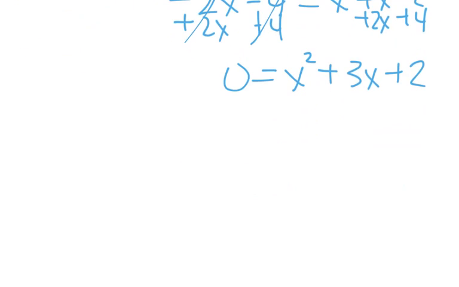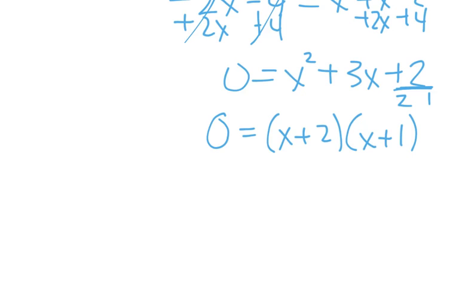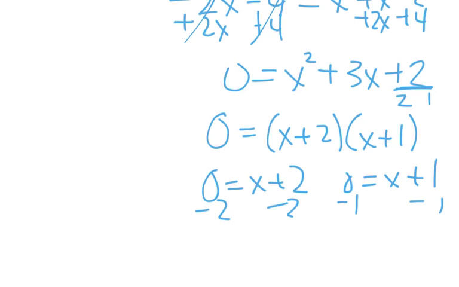So now we factor. So factors of 2 that add up to positive 3, 2 and 1. So x plus 2 times x plus 1. Set them separately equal to 0. Solve, we get negative 2 equals x and negative 1 equals x. So could those be both possibilities?